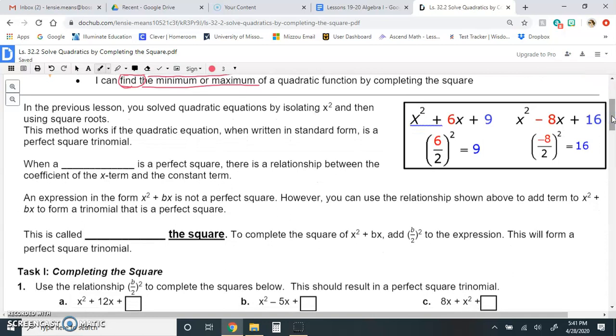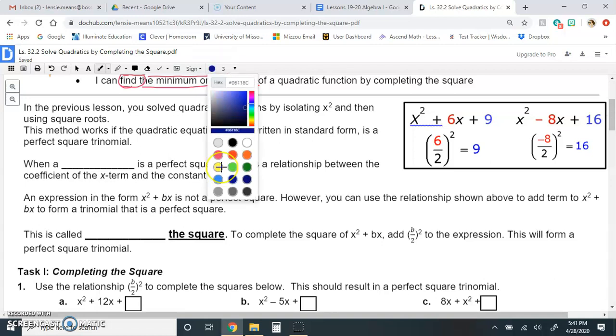In the previous lesson, you solved quadratic equations by isolating x squared and then using square roots. This method works if the quadratic equation, when written in standard form, is a perfect square trinomial. If you need to pause for a minute and look up that key term, please do it, because that is pretty significant for us. And it's been a while, so you might have forgotten what that is, of course.